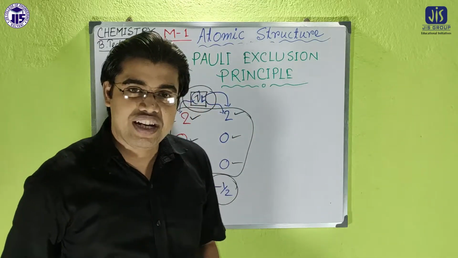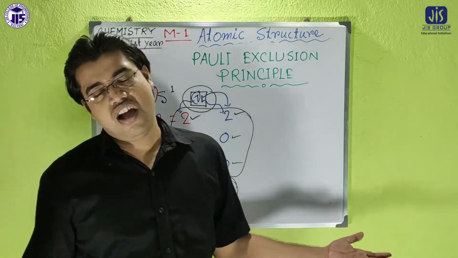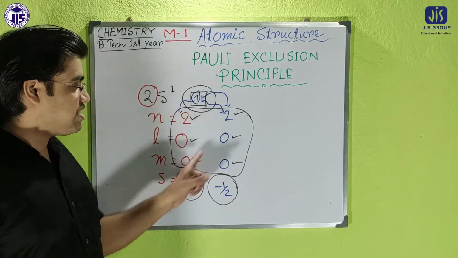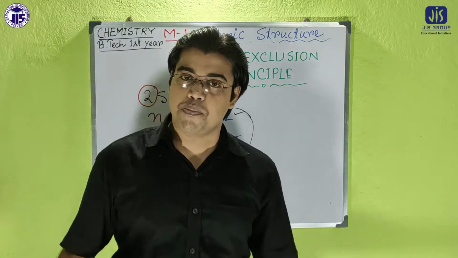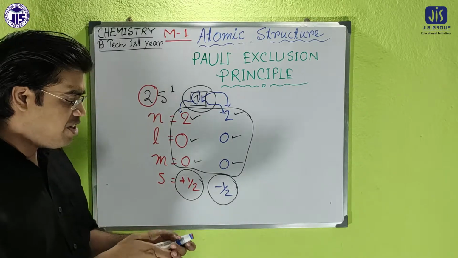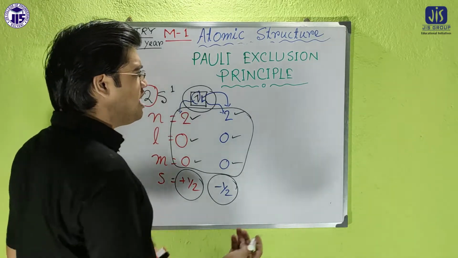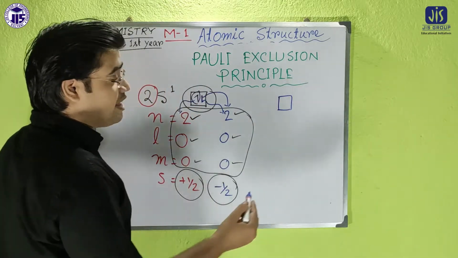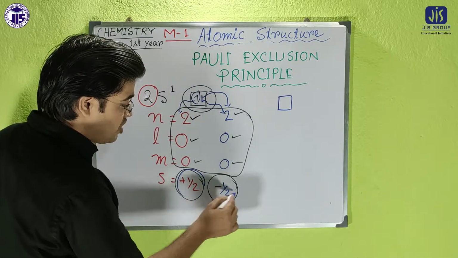So you have to write down the statement, and you can give an example: a maximum of three quantum numbers may be the same, but not the fourth one. And depending on that principle, we can also predict that for a particular orbital, the spin quantum number varies.